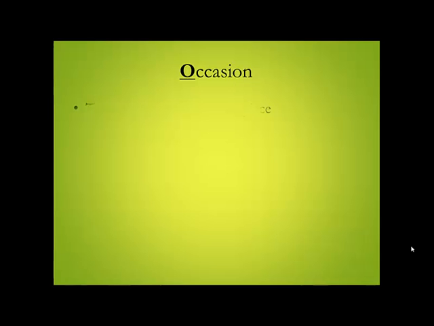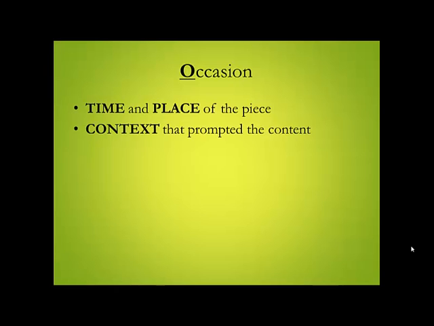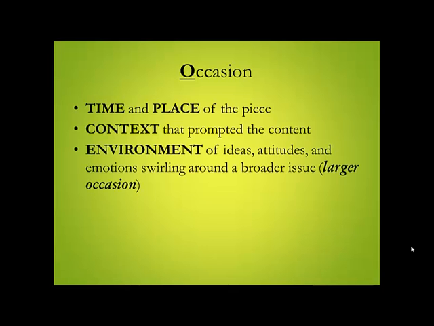The occasion. Now, the occasion is the time and place of the piece. It's important for us to know this. If we are reading a piece which is written by an individual in Philadelphia in the middle 1700s, we have to understand what is happening in that particular community at that time. The context is what prompted the content of the writer's piece. What's going on in Philadelphia in the mid-1700s? And finally, the environment of ideas, attitudes, and emotions that are swirling around this broader issue.